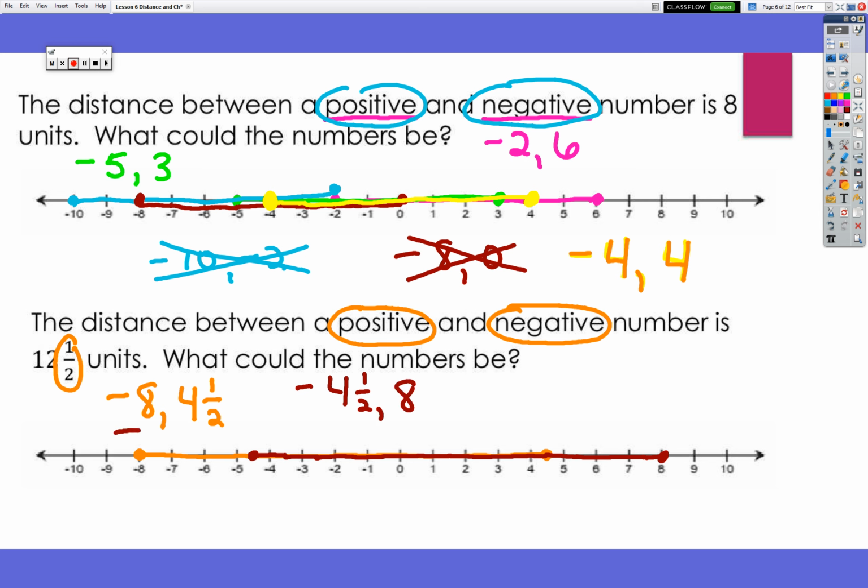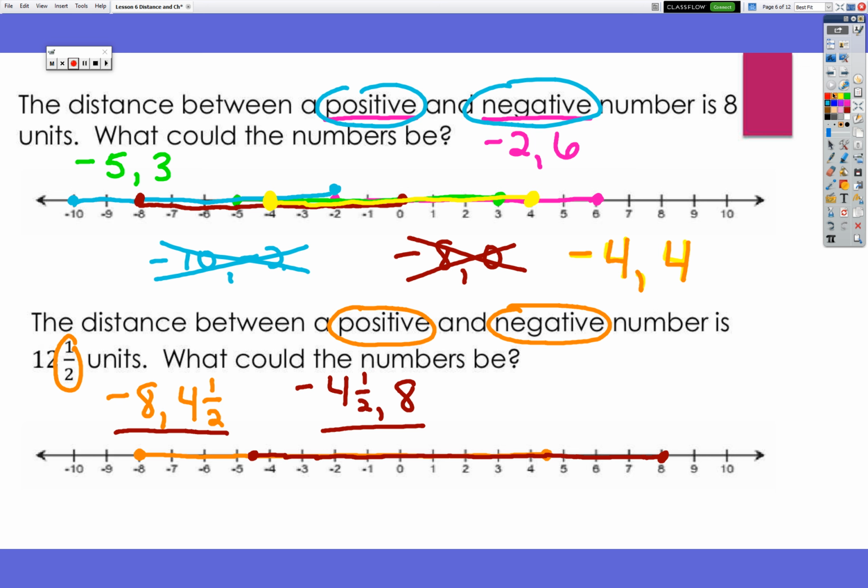Well, this is kind of interesting. Over here we had -8 and 4.5, and now we have -4.5 and 8. That's because the absolute value of -8 is 8. So if we're adding 8 plus 4.5, we get 12.5. The absolute value of -4.5 is 4.5. If we add 4.5 and 8, we get 12.5. Okay, let's try a couple more.